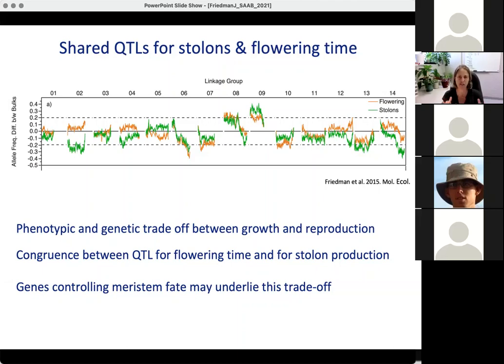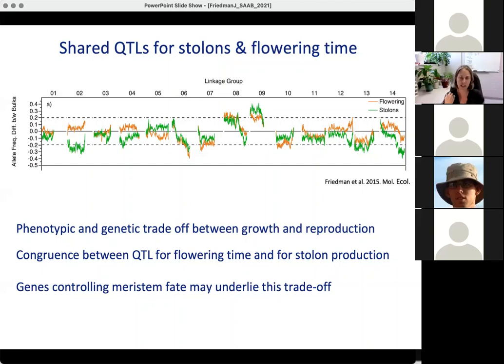This may sound strange if you're thinking about how a vegetative runner could have the same genetic architecture as flowering early. What we think is going on is that these are really genes underlying meristem fate. So does the meristem take on a reproductive role or a vegetative role? And so it's not so much about flowering versus stolons per se, but about the type of growth that the plant experiences. And so that may underlie this trade-off between these seemingly disparate traits. Okay, so that's what we find in growth chambers.